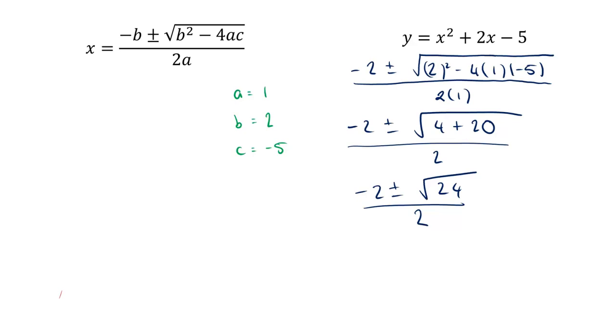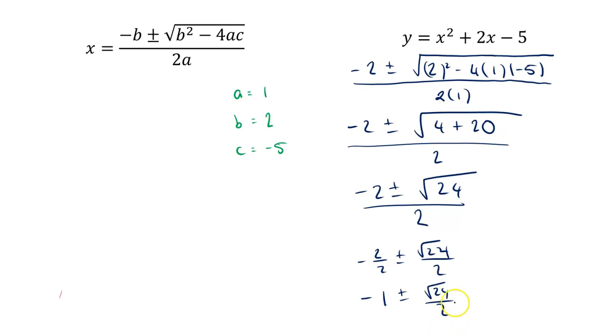What you could do if you have a calculator is you could put it into your calculator and it will give you the answer. If you do not, then there's a couple of different things you can do. You could simplify this further. So we could write this as minus 2 over 2 plus minus the square root of 24 over 2. Now 2 over 2 is just 1, so this is minus 1 plus minus the square root of 24 over 2. And this has actually been simplified now.